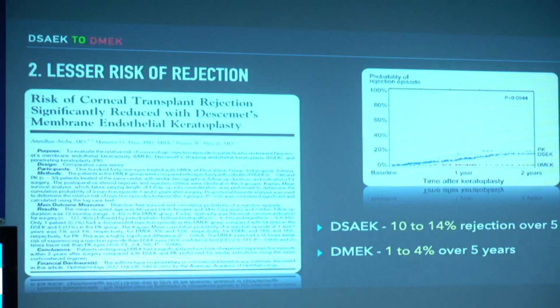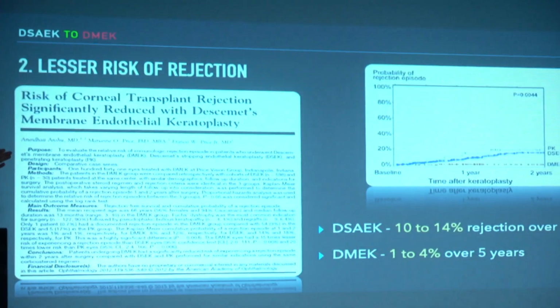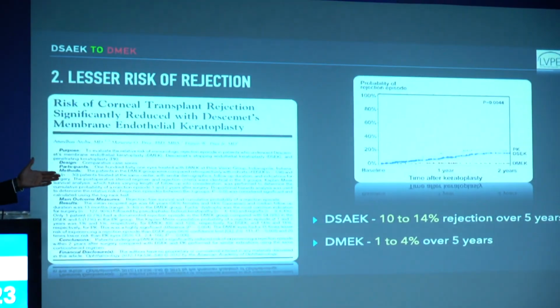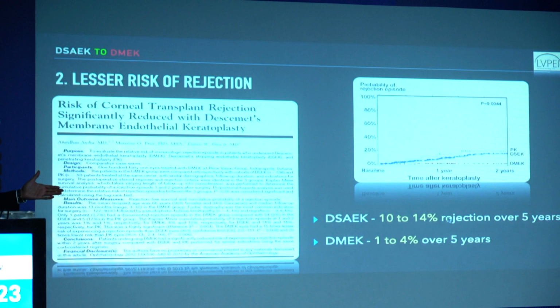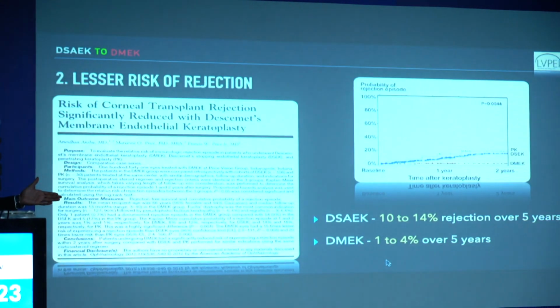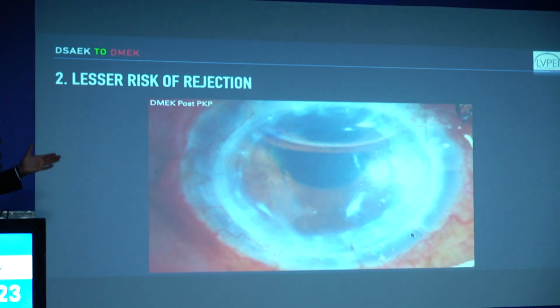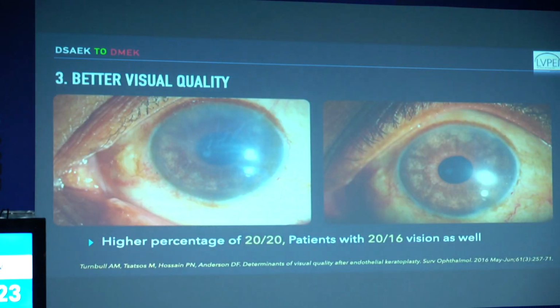Probably the more important reason is the fact that you have a lesser risk of rejection. In fact, you have an 8-fold reduction in the risk of rejection after DMEC compared to DSEC surgery. And this is the reason why we are trying to do more DMECs post-penetrating keratoplasty failed grafts, albeit with lesser surgical success. But once you do a DMEC post-PK, it seems that these grafts do better than if you do a DSEC in these patients.